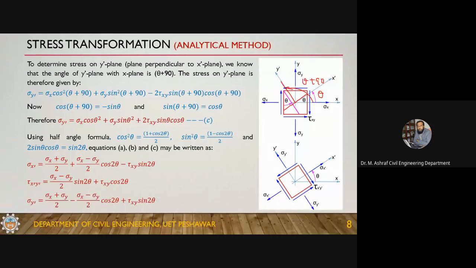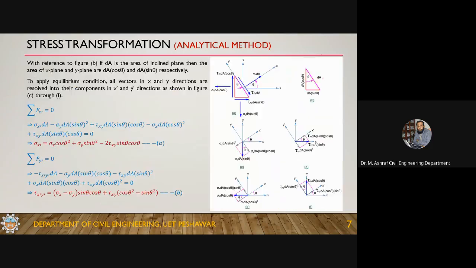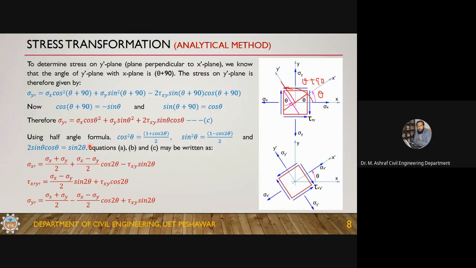Theta plus 90. Okay. So I can use the same equation which I derived for sigma x to get an expression for sigma y. So let's see, sigma y is what? If I just use the angle theta, it will give me sigma x, but if I use theta plus 90 in the same expression, that will give me sigma y.